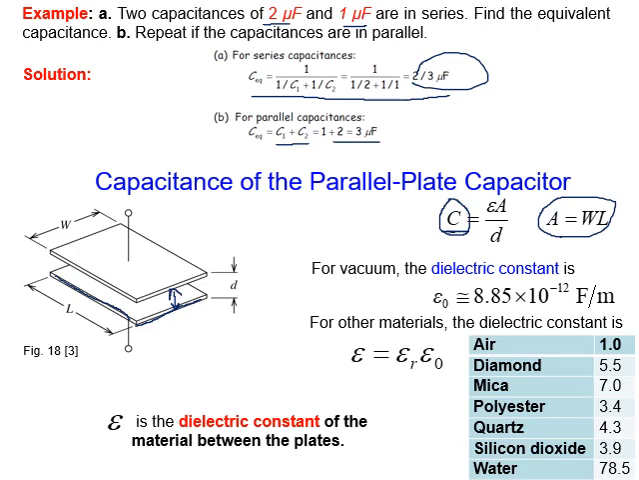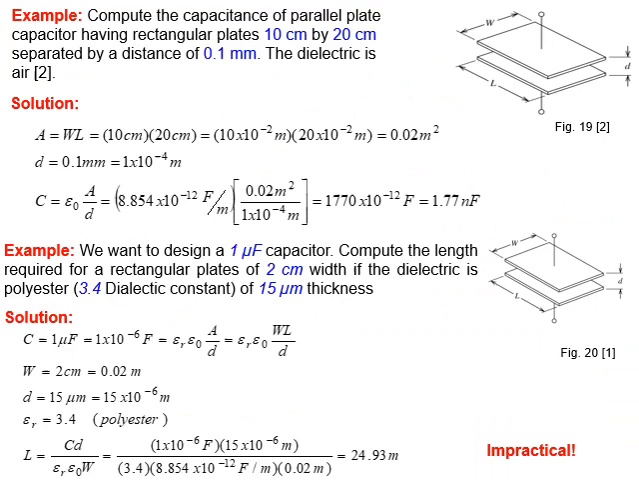If we use air or vacuum, then this is called epsilon naught. This is a constant, but epsilon is the vacuum value multiplied by the relative value related to the material used. If it is air, then we multiply just by 1. If it is diamond, mica, polyester, and so on, we have a different value for epsilon r. Now let's apply this in an example.